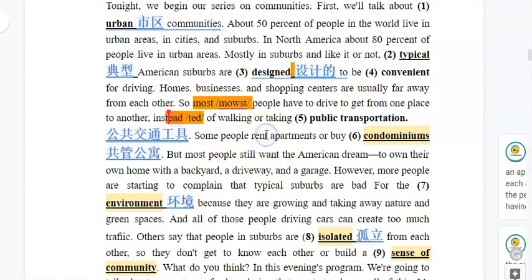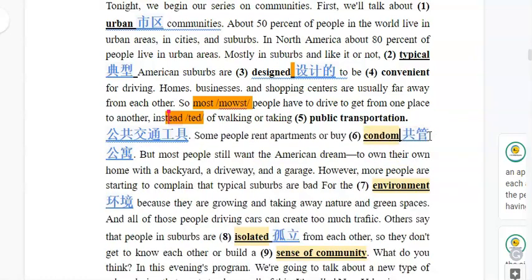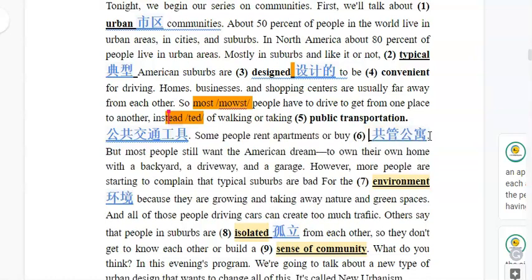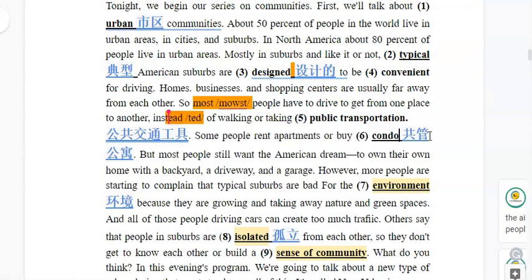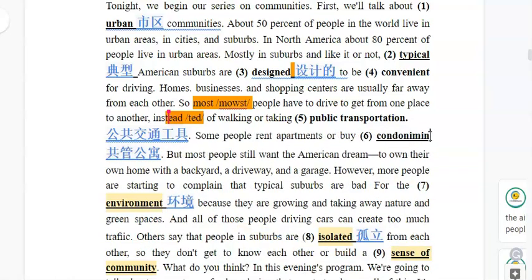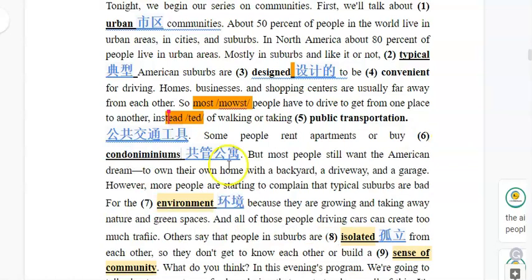Next. Some people rent apartments or buy condominiums. Please read. Some people rent apartments or buy condominiums. Okay, I'll remove this, and guess the missing word. Please read again. Some people rent apartments or buy condominiums. Okay, perfect. Condominiums.